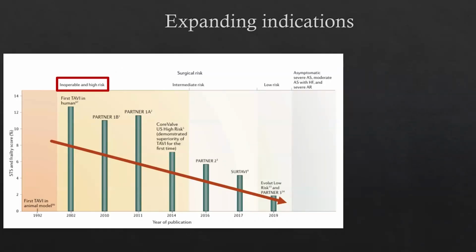This is just another look at how indications keep expanding for TAVR. Initially, our first patient that we saw back in 2002 was inoperable and very high risk. Then intermediate risk patients were approved, and low risk patients were approved in 2019. And the question remains, in the future, will more groups of patients be added to this list of TAVR approval?